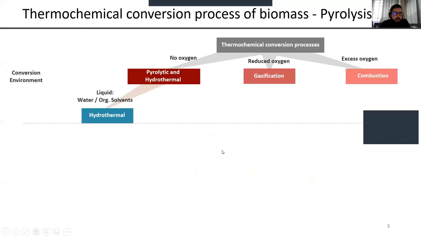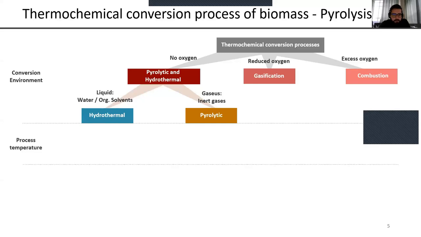Then we can divide them by the medium in which the process takes place. If it's liquid, so water or organic solvents, it's hydrothermal processing. And if the environment is in the gaseous phase, in inert gases, we call it the pyrolytic processes. Then the pyrolytic processes we can divide by the temperature of the process. Firstly, mild pyrolysis, which is called torrefaction, which takes place between 200 and 300 degrees and mostly focuses on the degradation of the hemicellulose and nothing else than that.